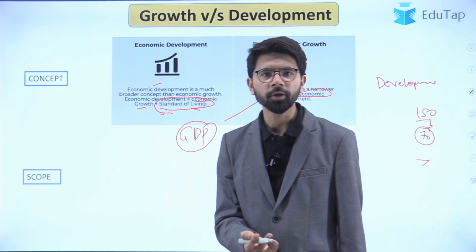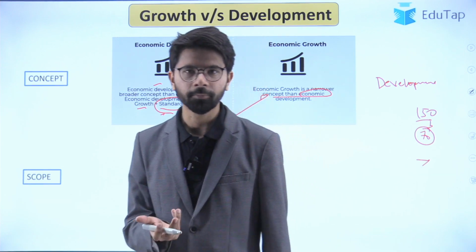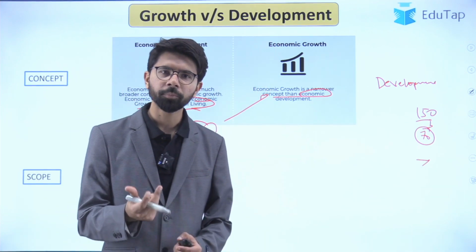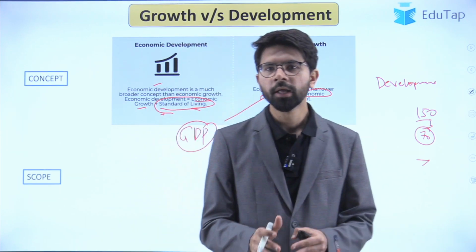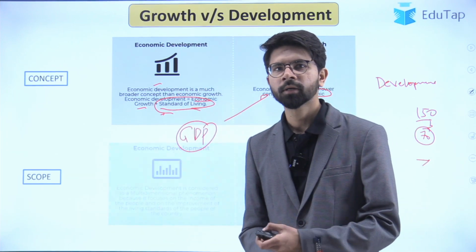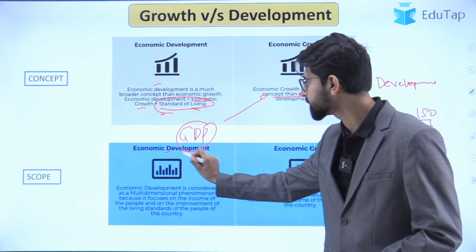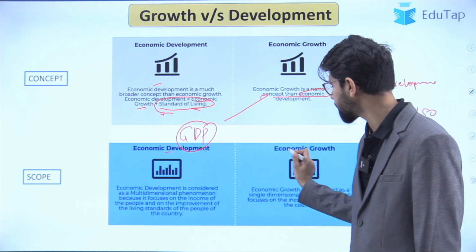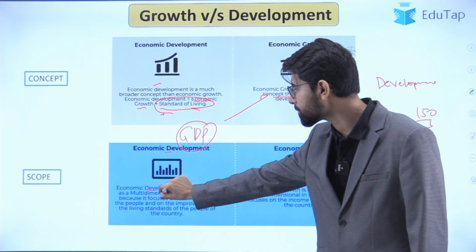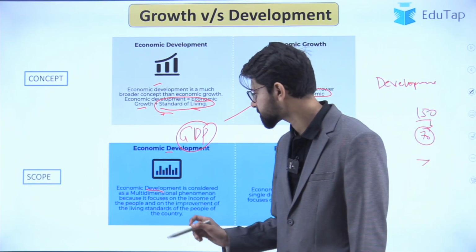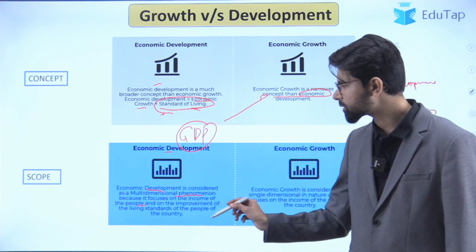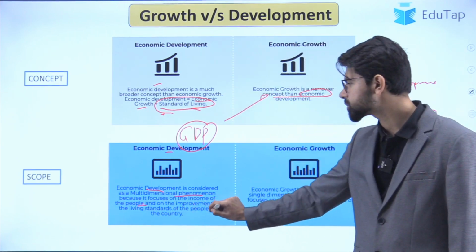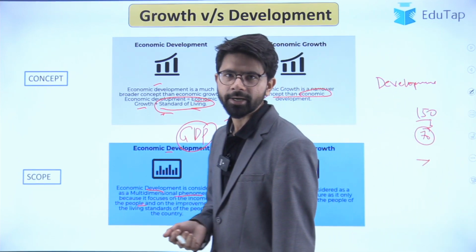I think you might have got your answer, that is development, because it is the most important aspect of any country to focus on the welfare of every individual who resides within a particular country. Now let us look at the scope of these two terms, that is development and growth. Economic development is a multidimensional phenomenon, as it not only focuses on the income of people but also on the improvement of the living standards of the people.